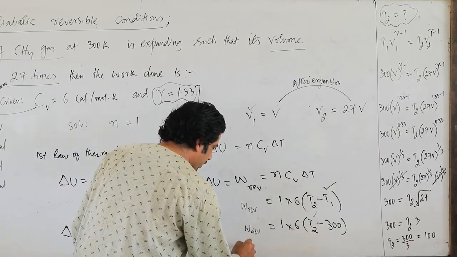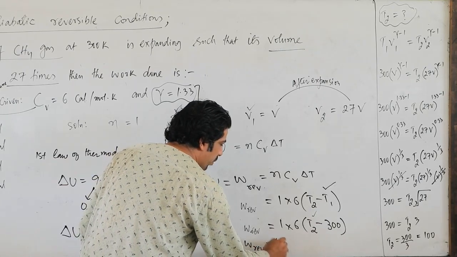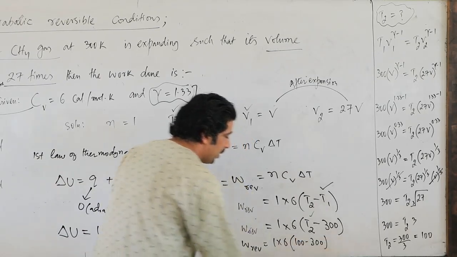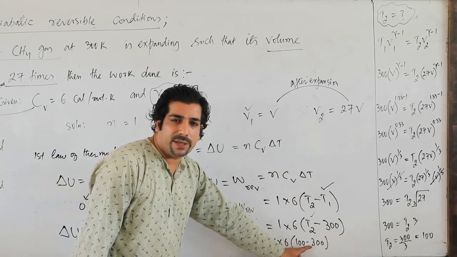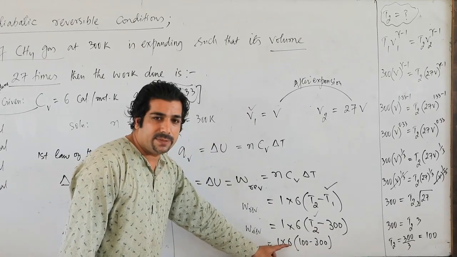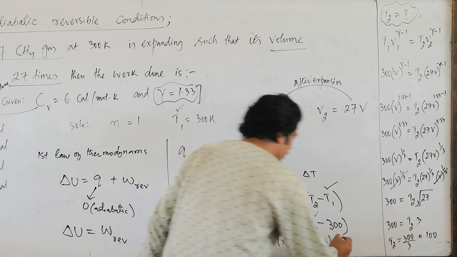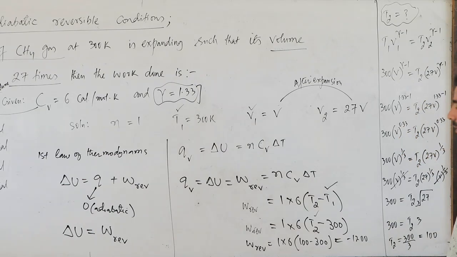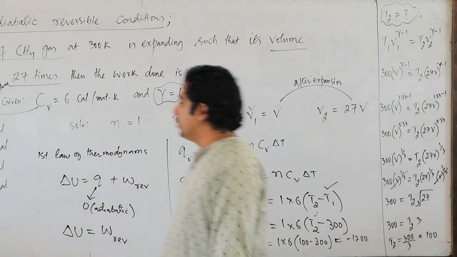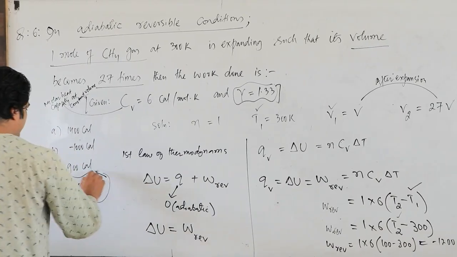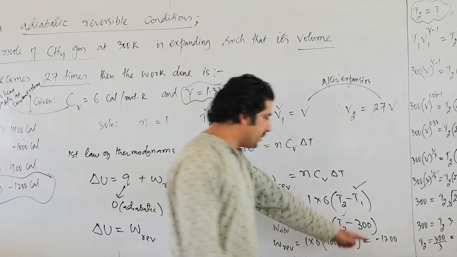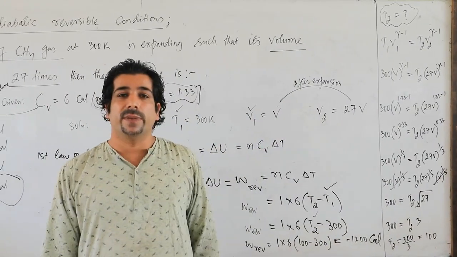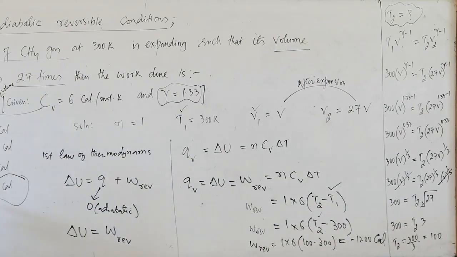Now I will put the value of T2 here as 100. So I will get work reversible is equal to 1 into 6 into 100 minus 300. So 100 minus 300 is minus 200, and minus 200 into 6 is minus 1200. So you will be getting minus 1200 as the answer, and it is the work reversible, my dear friends. So the answer will be the D option. The minus value here means the work is done by the system.